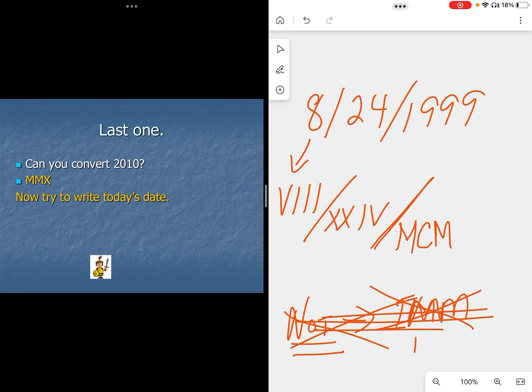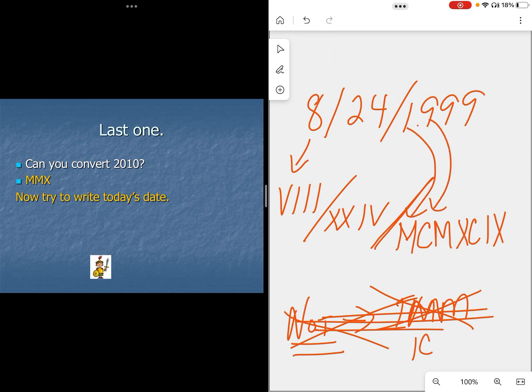Now we've got to do 99. 99 would not be IC. That's not right. Instead, we've got to do 90 first, which is XC. Okay, that gets us to 90. Now we need 9. And that would be IX. So that would basically be your 1999. That's a tough date to write, but that is correct.